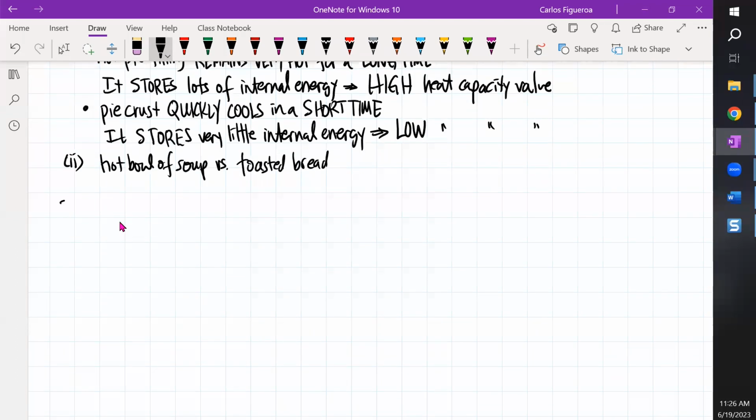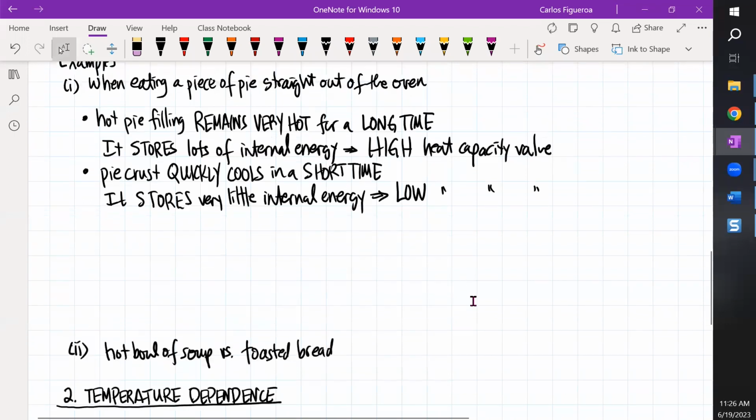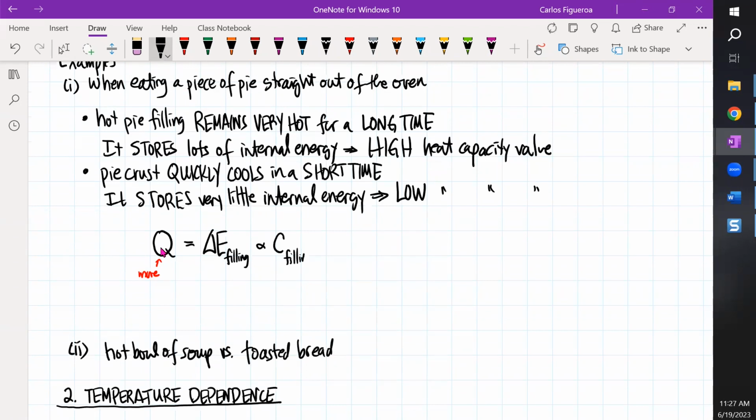Now, the second parameter has to do with temperature dependence. What we say here, by the way, I actually forgot something. Let me move back. I should have written this down. If I look at the change in internal energy for the pie filling, that is very high. And that means here, it took more heat, right? In this case, you had more heat to get a bigger change in the internal energy. And what I'm saying here is that this heat capacity of the filling would have to be large.